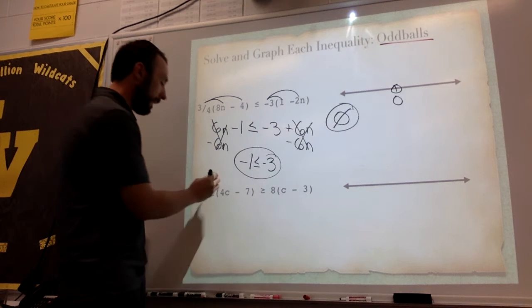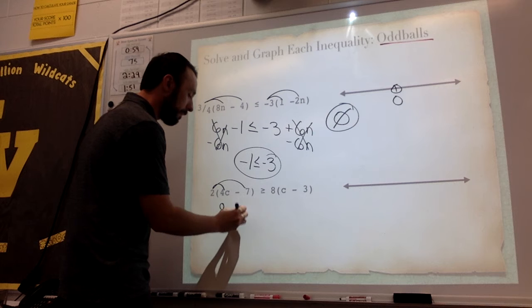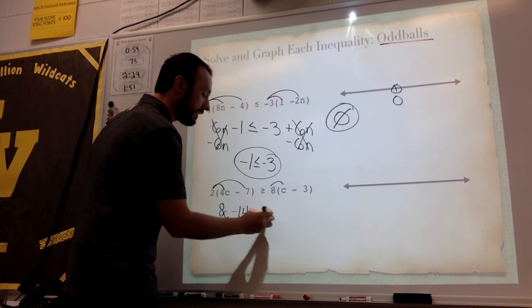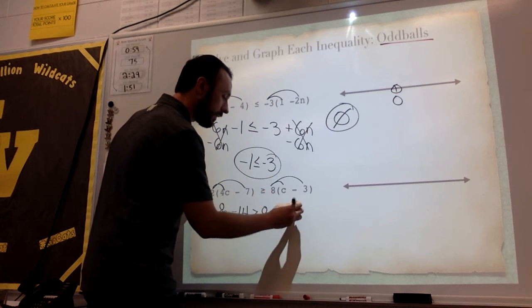Let's try the next one. 2 times 4 would be 8c. 2 times a negative 7 would be minus 14. Is greater than or equal to 8 times c would be 8c. And 8 times negative 3 would be a negative 24.